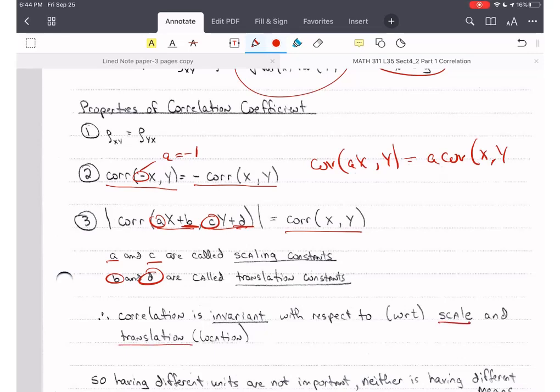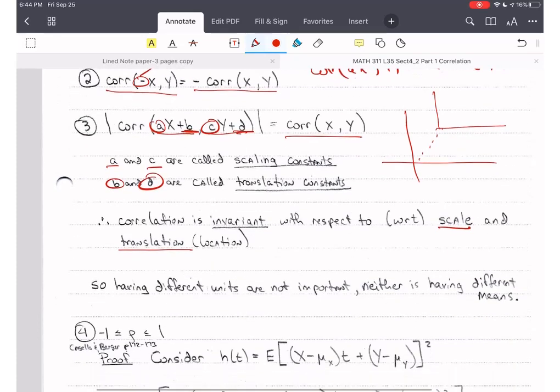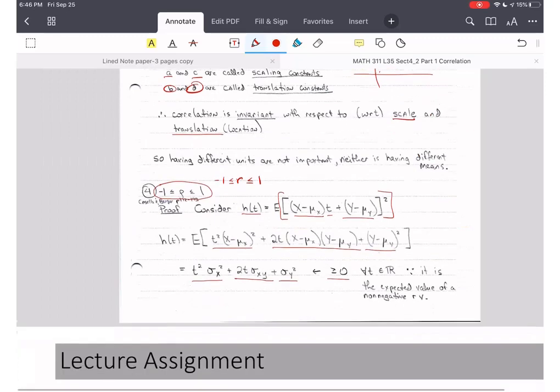So if you shift all the points, it doesn't change the correlation. If you stretch or shrink the points, stretch X or stretch Y or shrink X or shrink Y, that's the scale. It doesn't affect the correlation. So having different units is not important. Neither is having different means. That's really important. We will pick up here next time.